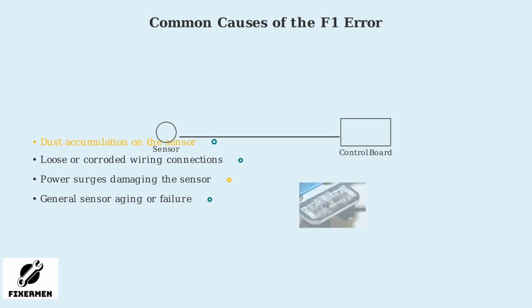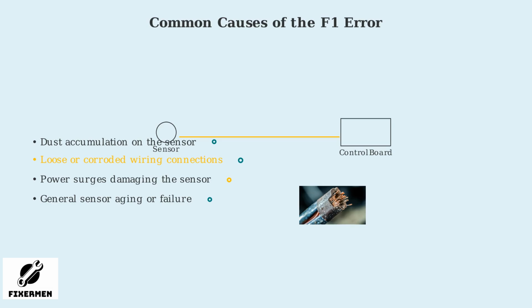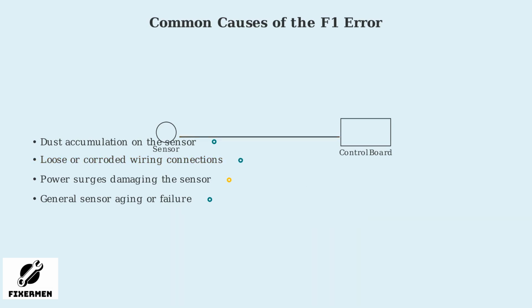Dust accumulation is a common cause. Over time, dust and debris can coat the sensor, interfering with its ability to accurately measure room temperature. This buildup can cause false readings that trigger the F1 error. Loose or corroded wiring connections can also cause the F1 error. If the wires connecting the sensor to the control board become loose, damaged, or corroded, the electrical signal may be interrupted, leading to a sensor failure code.